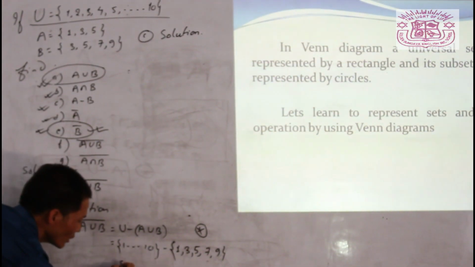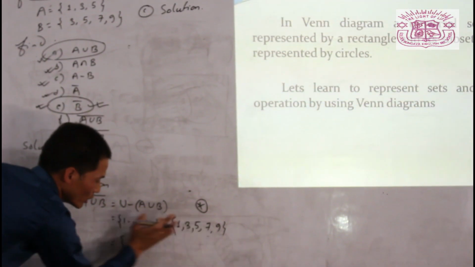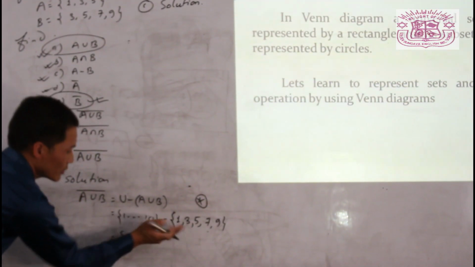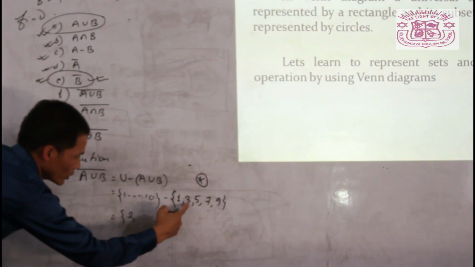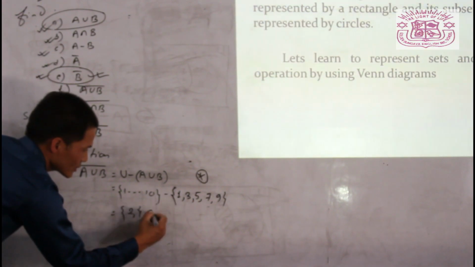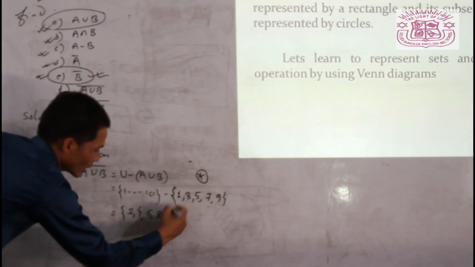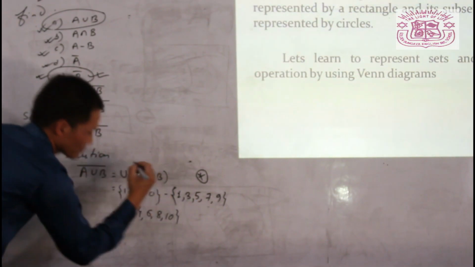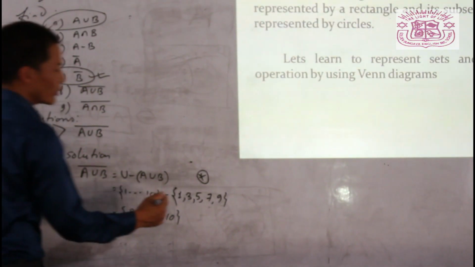So what do we write here? Except 1, 3, 5, 7, 9, we write all the rest of the elements: 2, 4, 6, 8, 10. And for this, how do we make the Venn diagram?